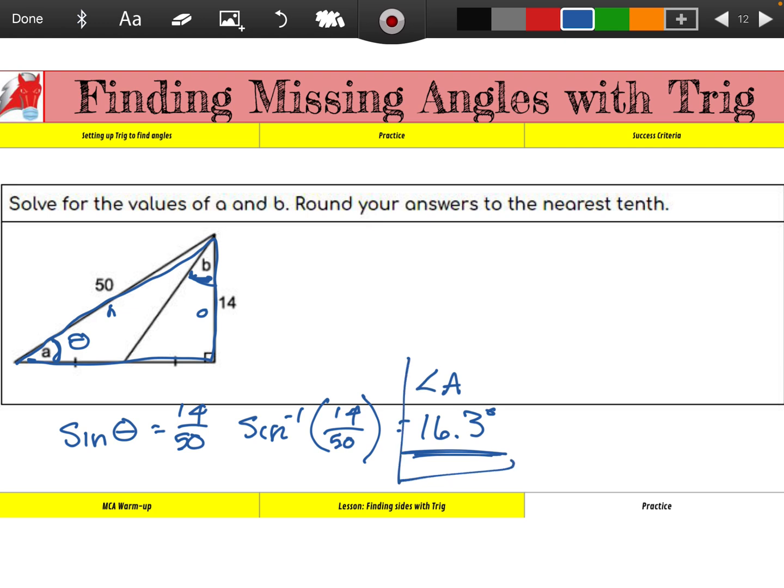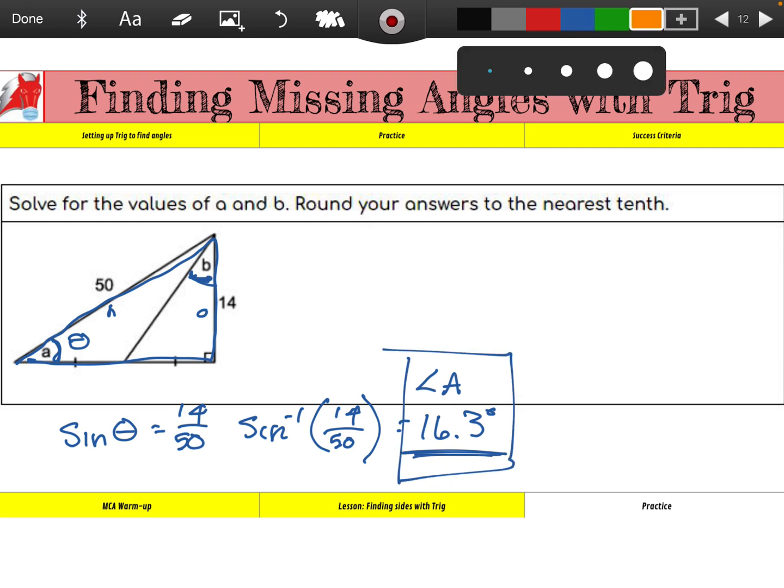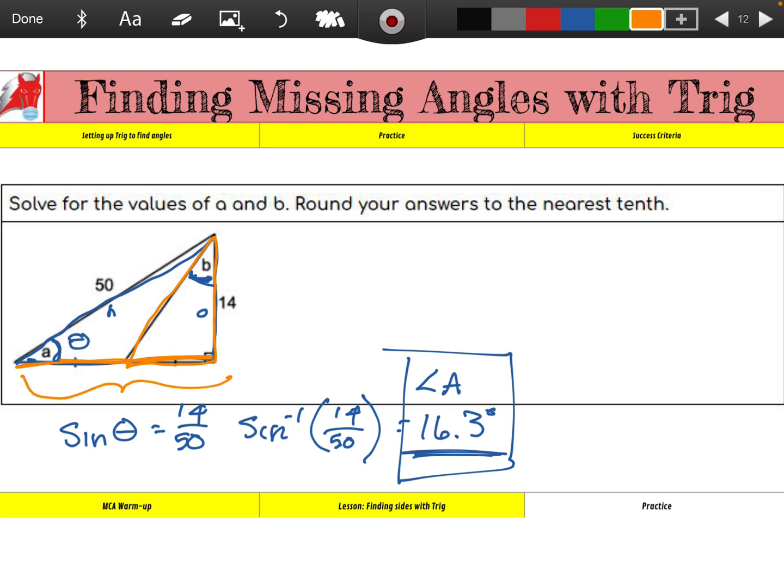Boom. Second one that I'm going to do. Now, you say, how the heck do I do this one? Well, do you see that this and this are the same thing? So if I can find that side, I can just divide it in half. Well, two sides of a right triangle, Pythagorean theorem: 50 squared minus 14 squared, and I've got to square root that. I get 48.